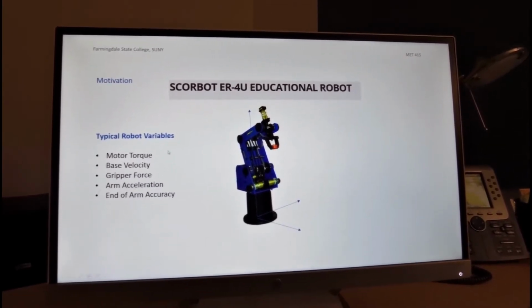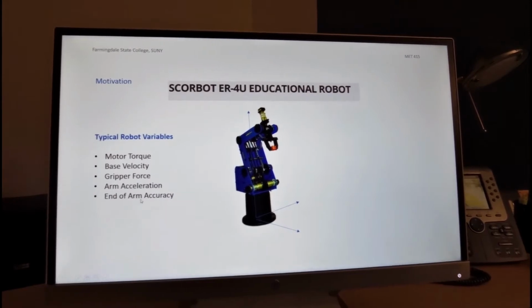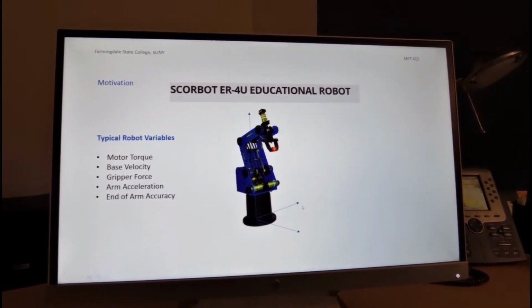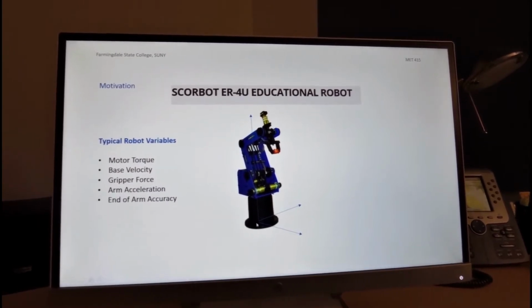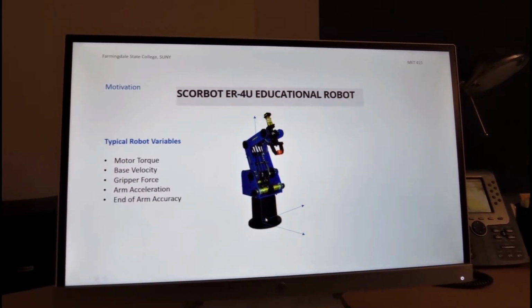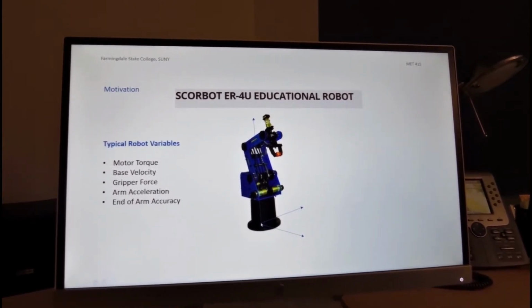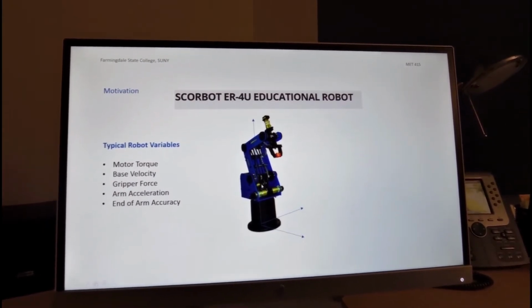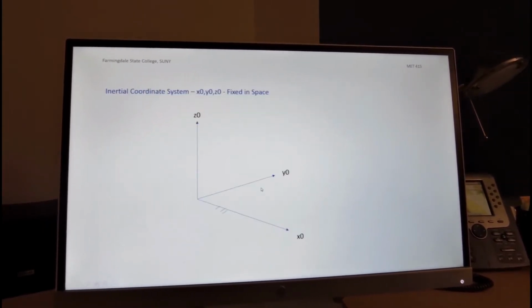All of these variables are actually vectors, and they have magnitude and direction in a three-dimensional space. And the three-dimensional space has a fixed coordinate system that is fixed to the shop floor, and many other coordinate systems which are fixed to the different parts of the robot.